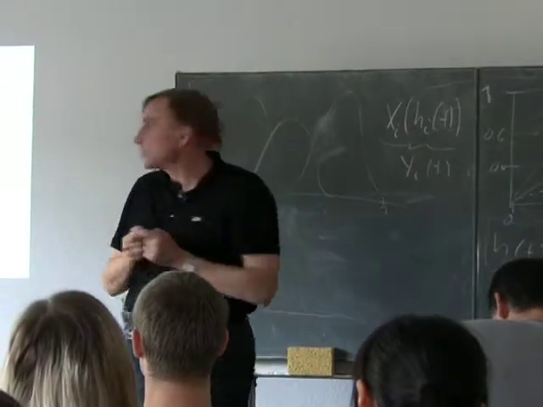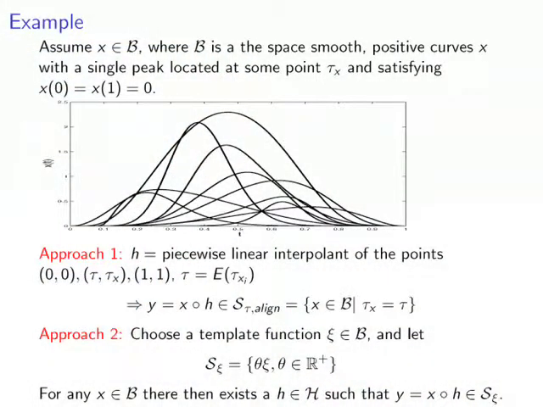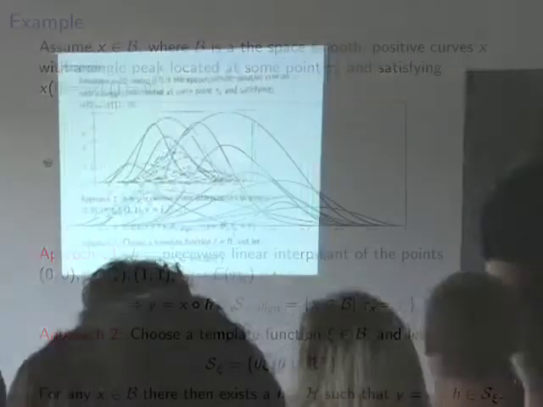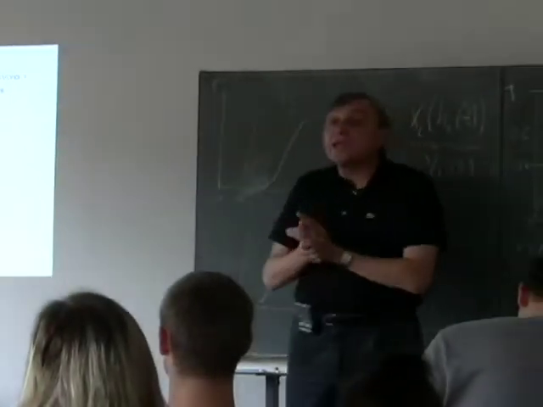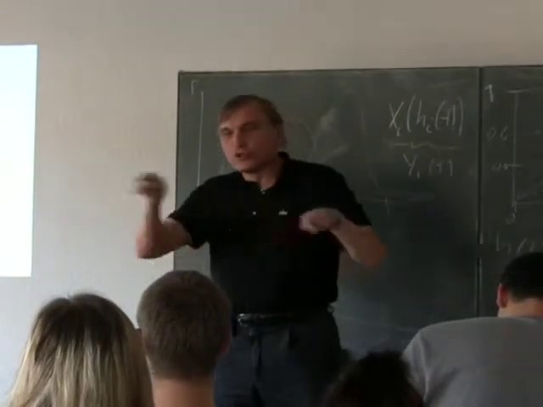For example, linear interpolation. So I just use a piecewise linear function, which starts at 0, ends at 1, and we have a common location tau, where all the peaks should end up, and I assign it to tau x, the location of the peak for the particular curve. So that's one way. That's what's called landmark registration. Just use this peak landmark and interpolate in between.